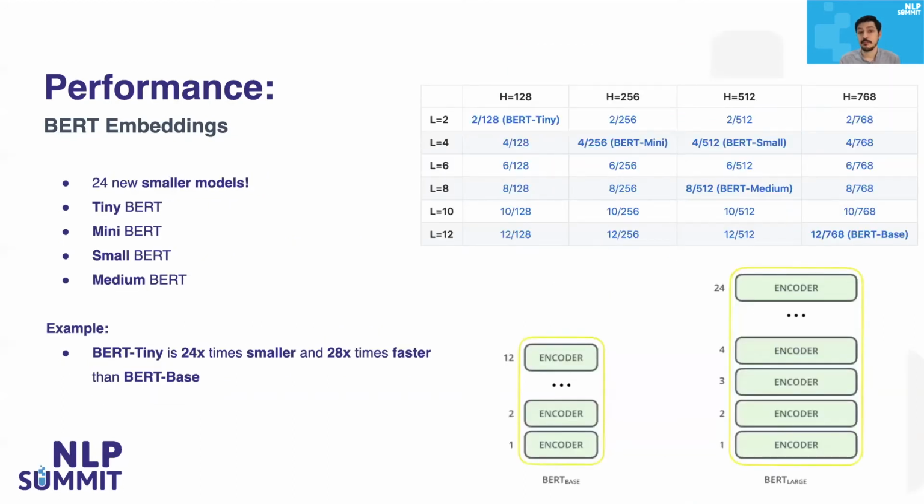If that wasn't enough, we also added 24 new smaller models published on TF Hub by TensorFlow at Google. Models such as Tiny BERT, Mini BERT, Small BERT, and Medium BERT. BERT base model has 12 encoders or 12 layers in a simpler definition. Compared to BERT base model, the Tiny BERT has only 2 layers and it has only 128 dimensions. Tiny BERT is 24 times smaller in terms of size and 28 times faster than BERT base.